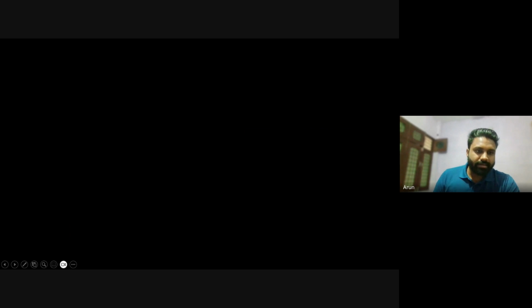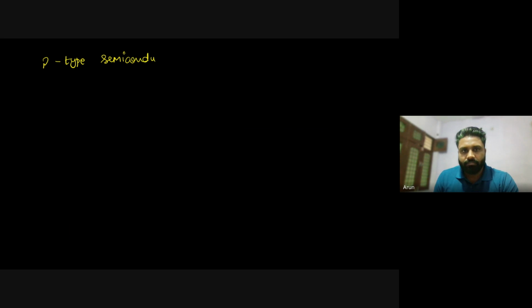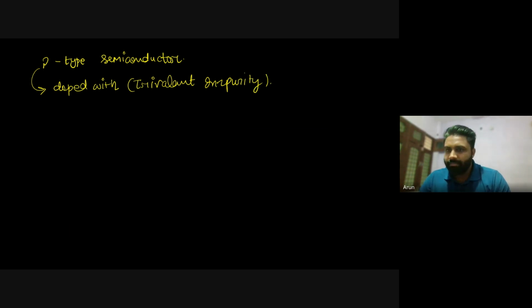What we are discussing here is that a p-type semiconductor is doped with a trivalent impurity. I have already discussed this in the previous session, but I am discussing it here for the recall part, so that you will revise it.